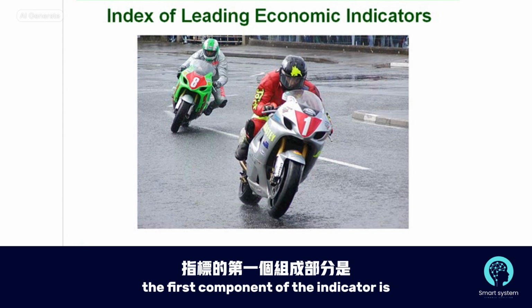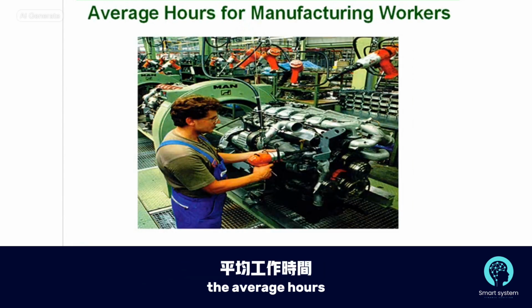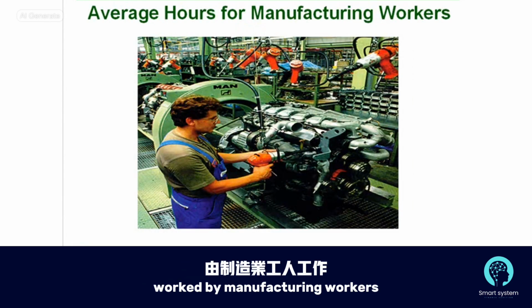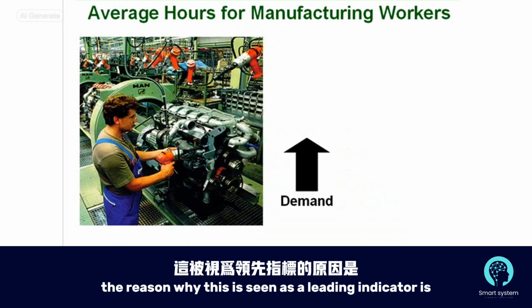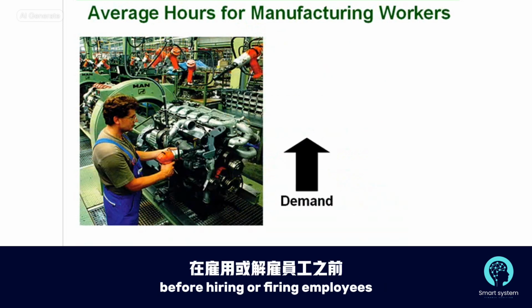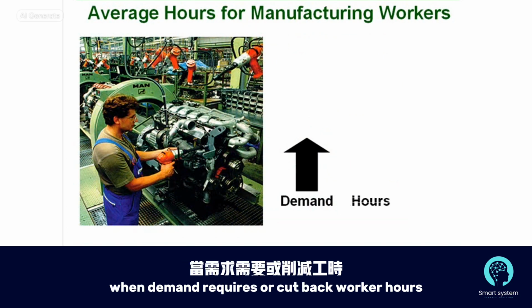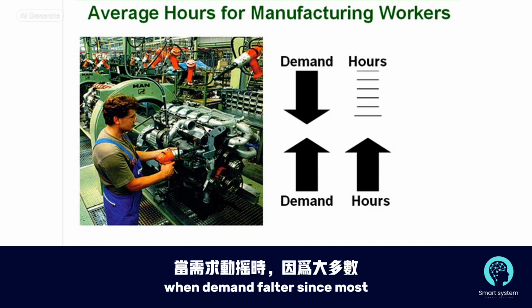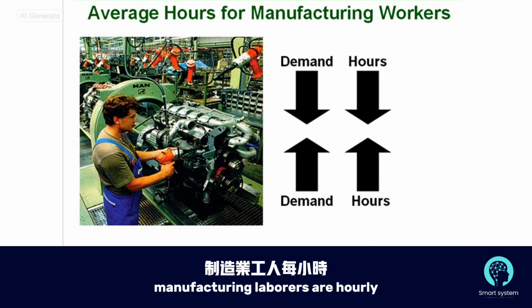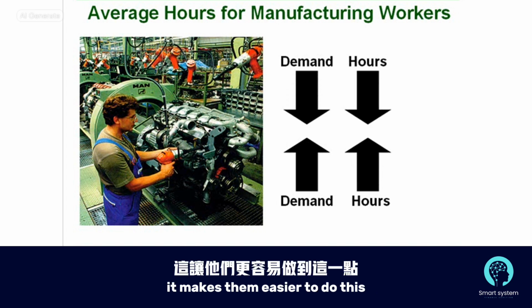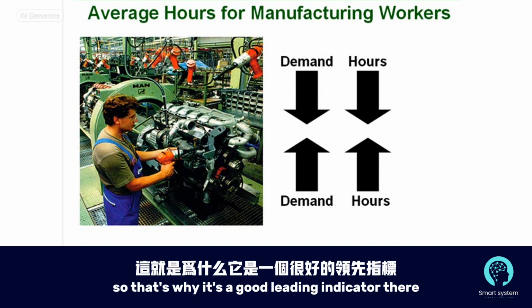The first component of the indicator is the average hours worked by manufacturing workers. The reason why this is seen as a leading indicator is, before hiring or firing employees, manufacturing firms will normally increase worker hours when demand requires, or cut back worker hours when demand falters, since most manufacturing laborers are hourly, which makes it easier to do this than many other firms. So that's why it's a good leading indicator.